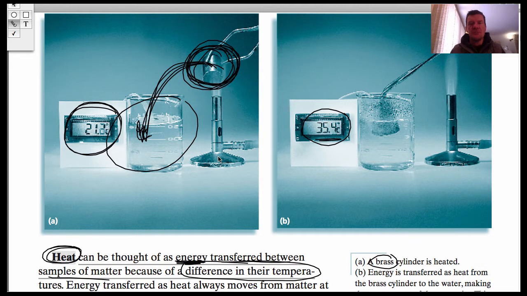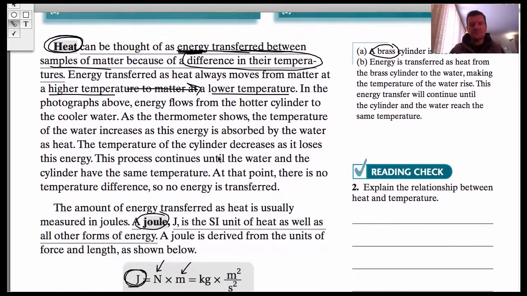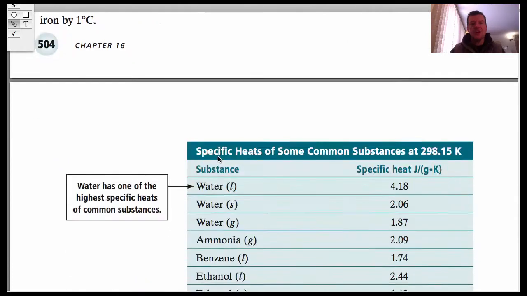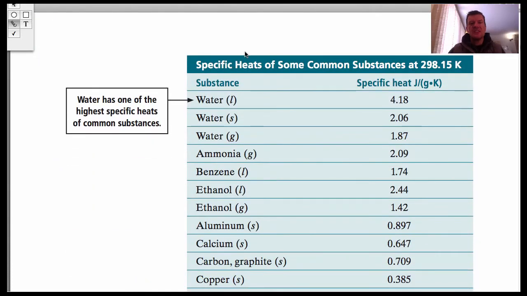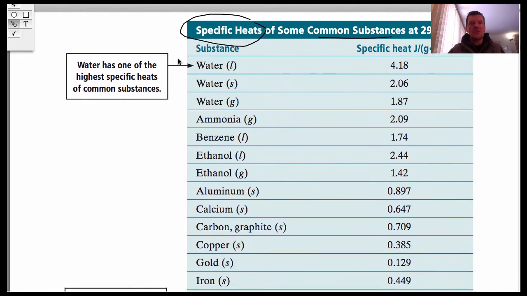Some substances, here we have brass, here we have water, some substances absorb energy really, really well without changing their temperature very much. Other substances absorb energy and their temperature changes dramatically. Okay? That property is called specific heat. So we're actually going to talk about the specific heat of some different substances. And you can see there's a whole list of substances here, and you're given their specific heat values over here.